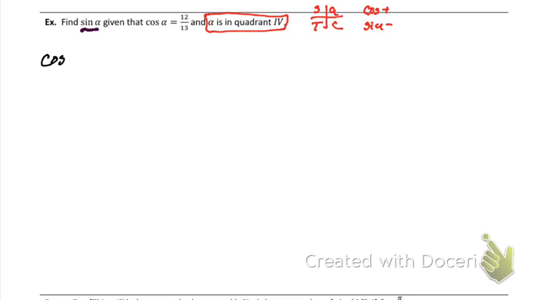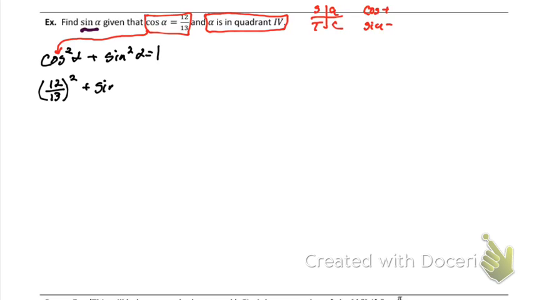So we have cosine squared alpha plus sine squared alpha needs to equal 1. But I do know that cosine alpha equals 12 over 13, so we're going to plug that in place of our cosine alpha. Don't forget about the squaring. So we're going to have 12 over 13 squared plus sine squared alpha equals 1. Once again, we're going to finish our squaring, move everything over, and get sine alpha all by itself. So let's do the square. We're going to be left with 144, because 12 squared is 144. 13 squared is 169. Plus sine squared alpha equals 1.